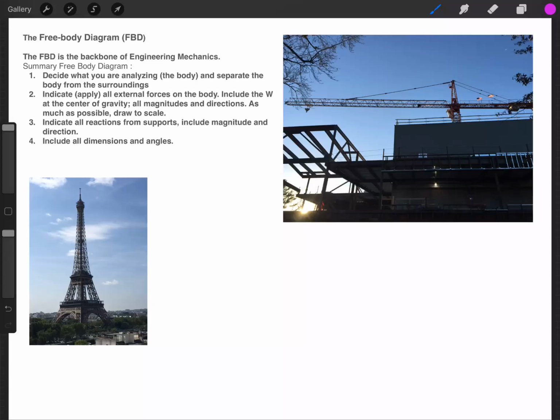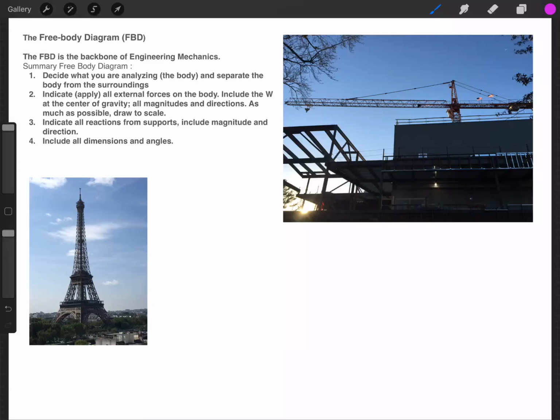But ultimately what we're trying to do is analyze and design components of structures. So the steps we go through to draw a free body diagram: we decide what it is we are analyzing. So we pick our body, and then we separate that body from the surroundings. So essentially that is freeing the body, right? Then we're going to indicate on that body all external forces.